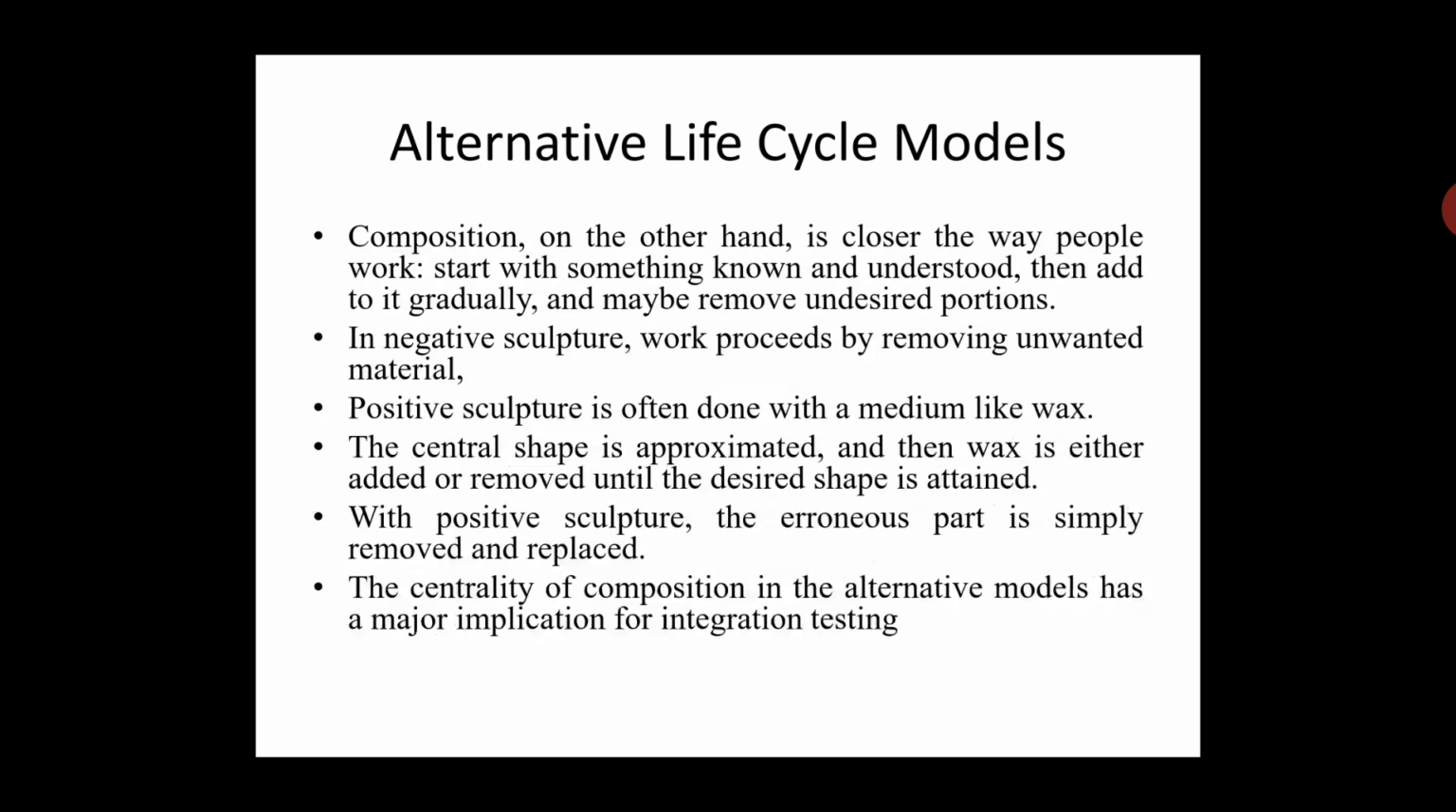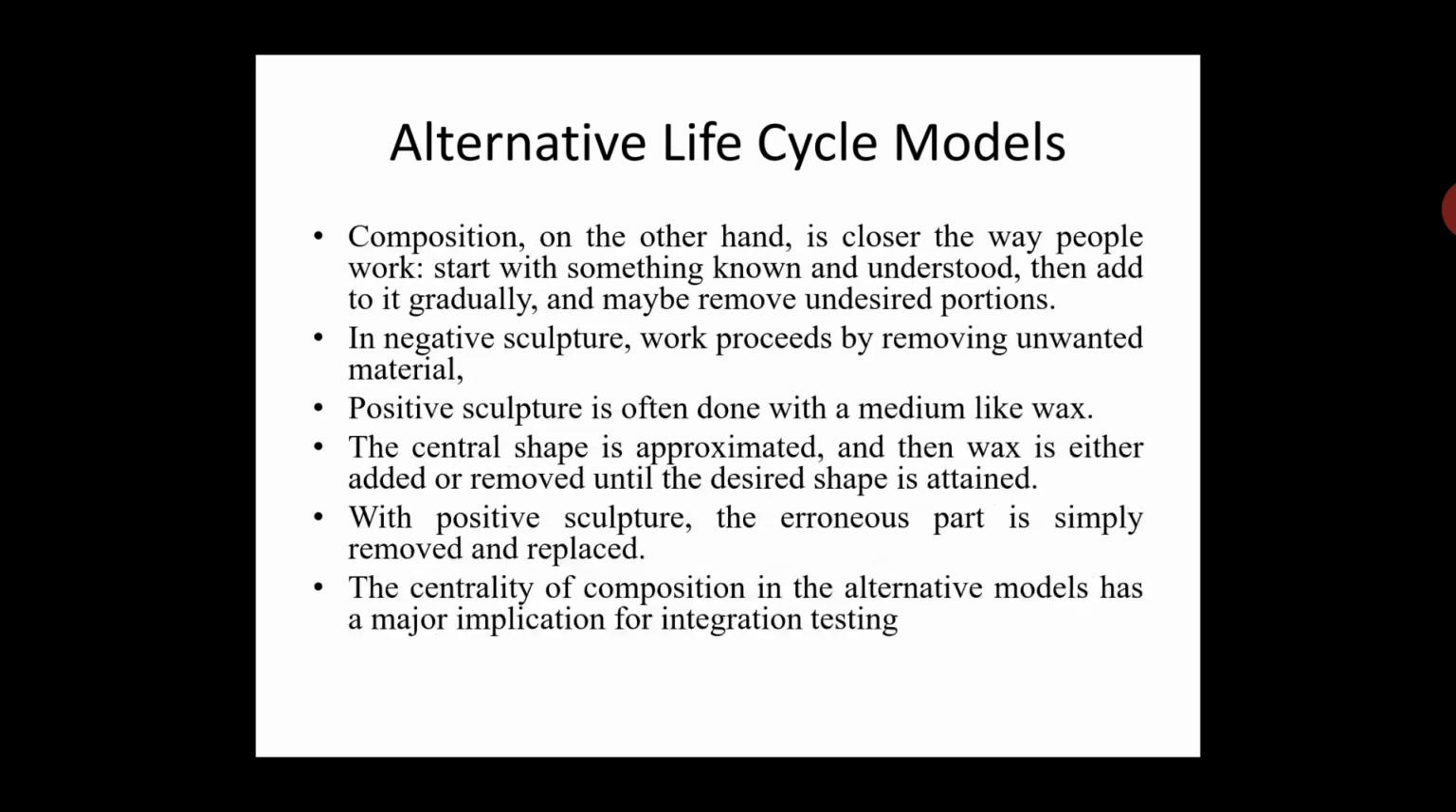There are two versions: one is called positive sculpture, another is called negative sculpture. Negative means just removing, positive means adding. In negative sculpture, work proceeds by removing unwanted material, completely removing unwanted material. Positive sculpture is often done with a medium like wax. Assume that wax is there, so we give some shape to the wax by adding wax to it or removing some wax from it.